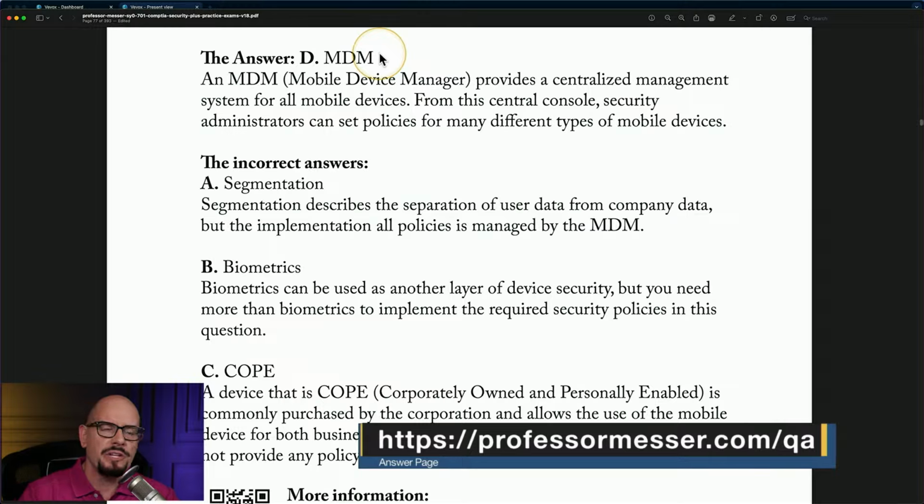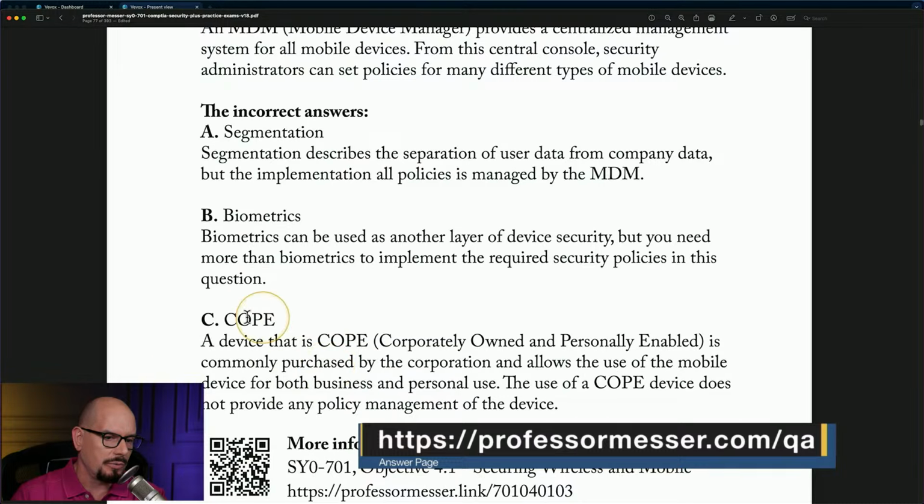But in the description of the answer, I always put MDM, and I always put in parentheses, mobile device manager. Because the last thing you want to do when you're working through a set of questions is try to remember what that acronym stands for. So we spell it out for you, not just in the right answer, but down here in the wrong answers. One of the wrong answers was COPE, corporately owned and personally enabled. So I always write that out. I think that's a super important part of this.